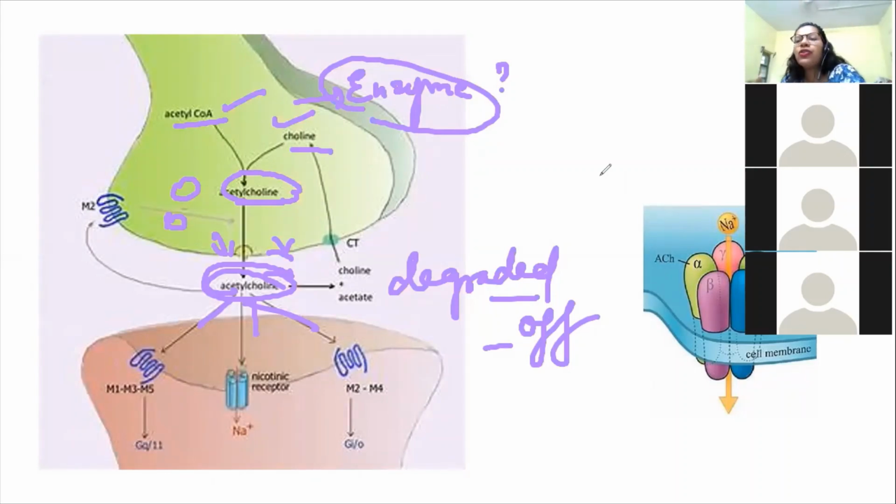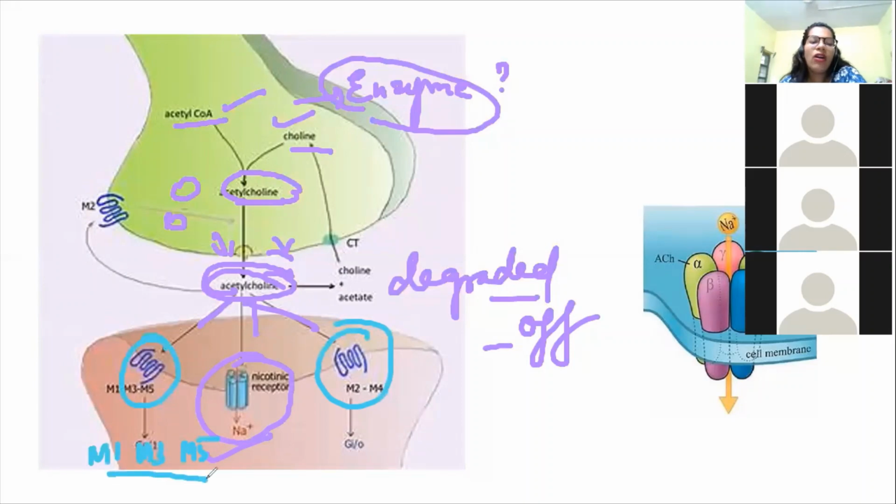And that's why I told you to study the enzymes which are synthesizing and degrading these neurotransmitters. Okay. So now they go and bind to their nicotinic receptors and open up the Na plus channel. Now here you can see there is another category of receptors, classified as M1, M3 and M5. Okay, all the odd numbers and the even numbers.